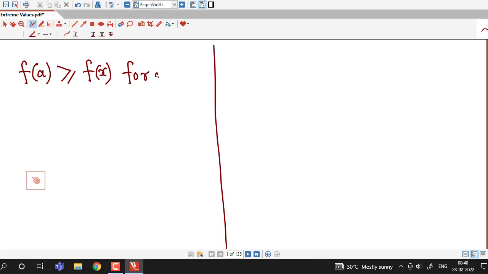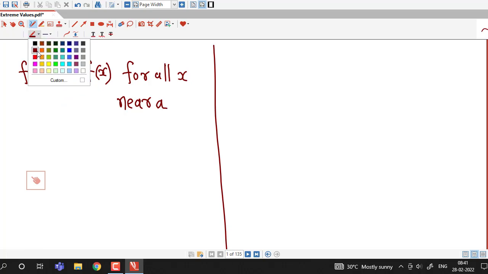Now we are going to generalize this concept for functions of two variables as well as for functions of three variables. So as we discussed, suppose I consider some fixed point a, then if I obtain that f(a) is greater than or equal to f(x) for all x near a, or for all x in an interval containing a, then f(a) is said to be a local maximum value of f(x), or we can say that f(x) has a local maximum at x equal to a.